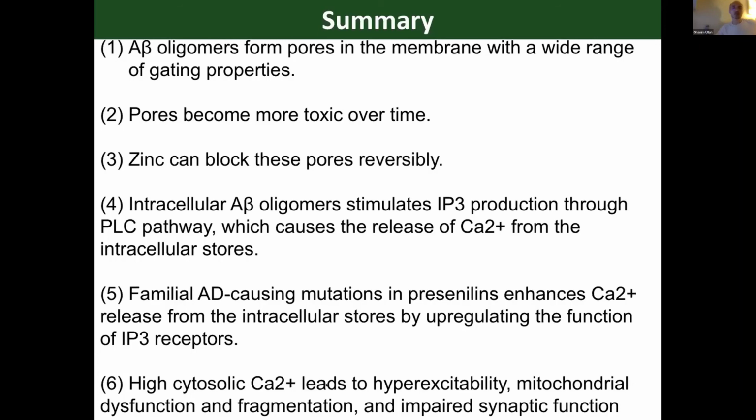High cytosolic calcium leads to hyperexcitability, mitochondrial dysfunction and fragmentation, and impaired synaptic function. So for these last points, the hyperexcitability, the mitochondrial fragmentation and impaired synaptic functions, we have done that modeling and we have the results. There are a few papers in preparation, but I don't have time to go over that, so hopefully some other time. But that's all I wanted to say, and I'll open it to questions.